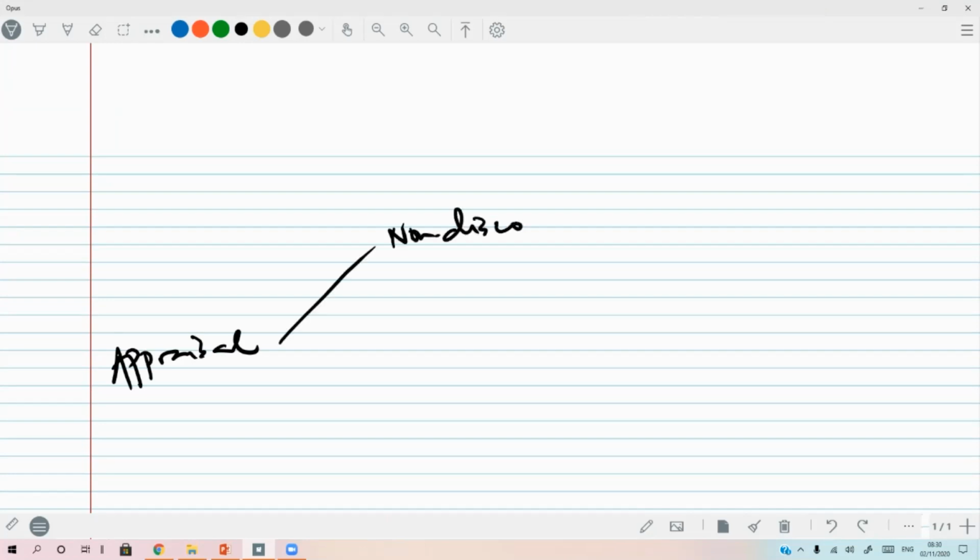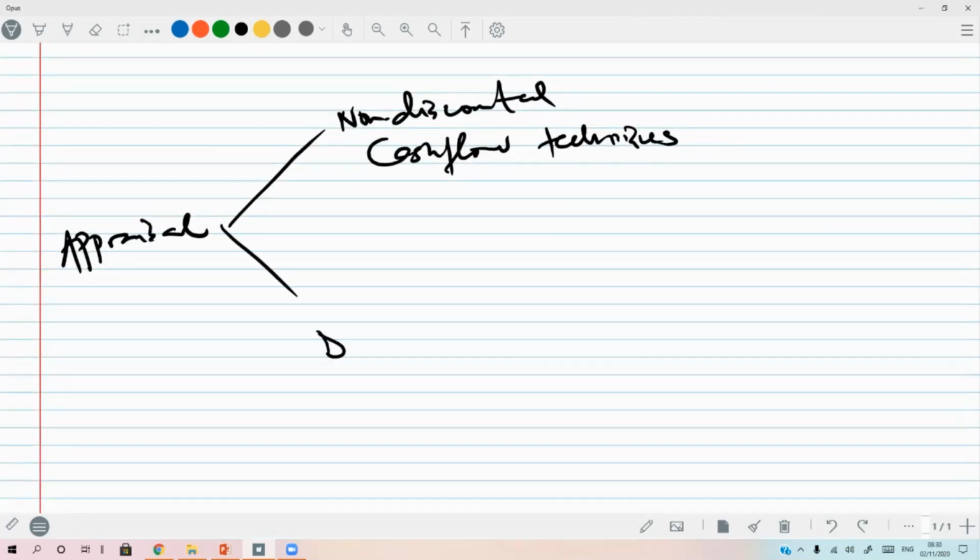As I mentioned, the key question we shall be attempting to answer in this topic is: what are the different appraisal methods we can have? We can classify them into two main categories. First is the non-discounted cash flow techniques, and then you have the discounted cash flow techniques.